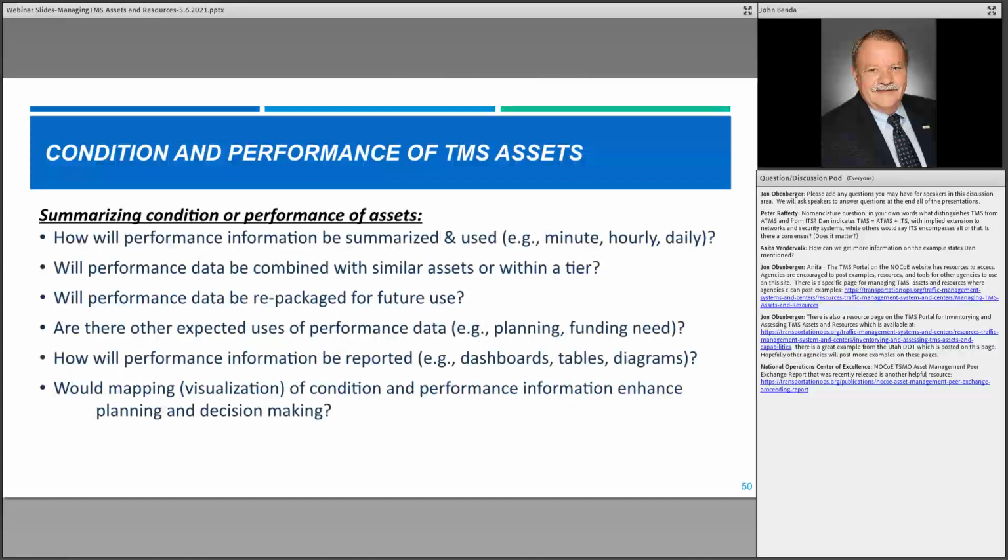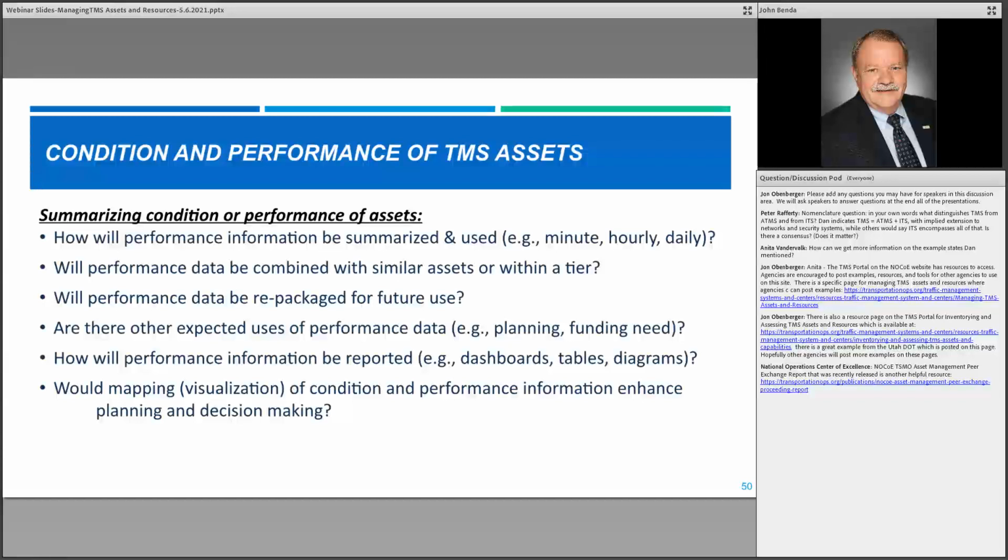So, summarizing condition or performance of assets. How will performance information be summarized and used? You heard minute, hourly, daily, periodically, or as needed. Will performance data be combined with similar assets or within a tier? Will it be beneficial to report on how a tier is performing versus individual assets, or do you need to do both? Will performance data be repackaged for future use?